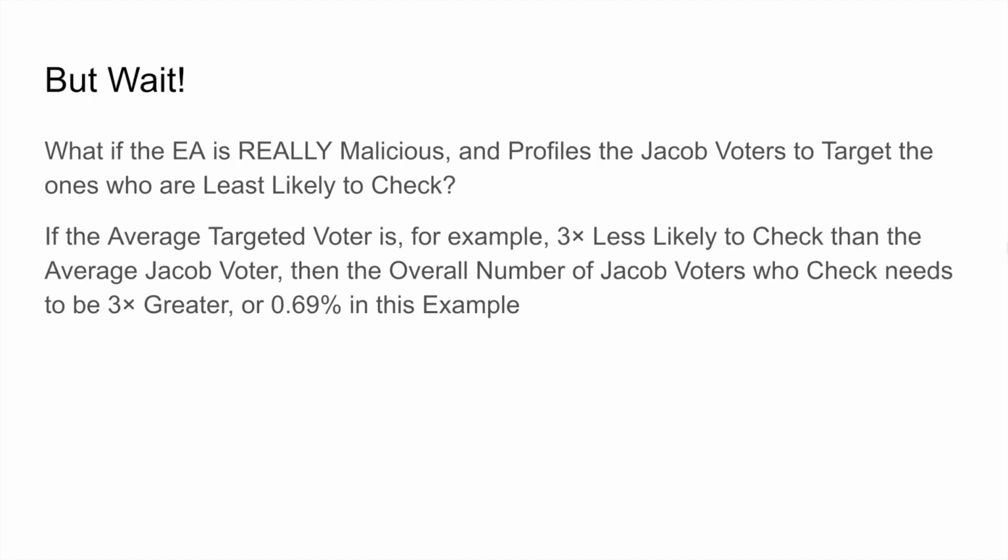But wait, what if the election authority is really malicious and profiles the Jacob voters to target the ones who are least likely to check? If the average targeted voter is, for example, 3 times less likely to check than the average Jacob voter, then the overall number of Jacob voters who check needs to be 3 times greater, or 0.69% in this example.